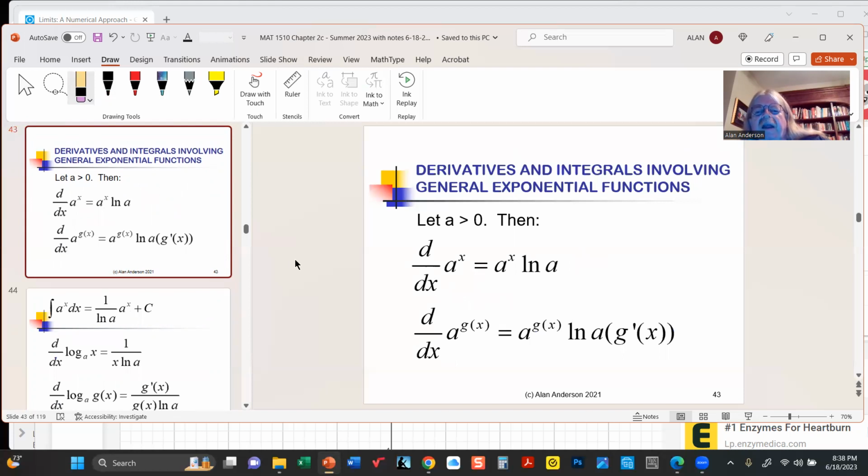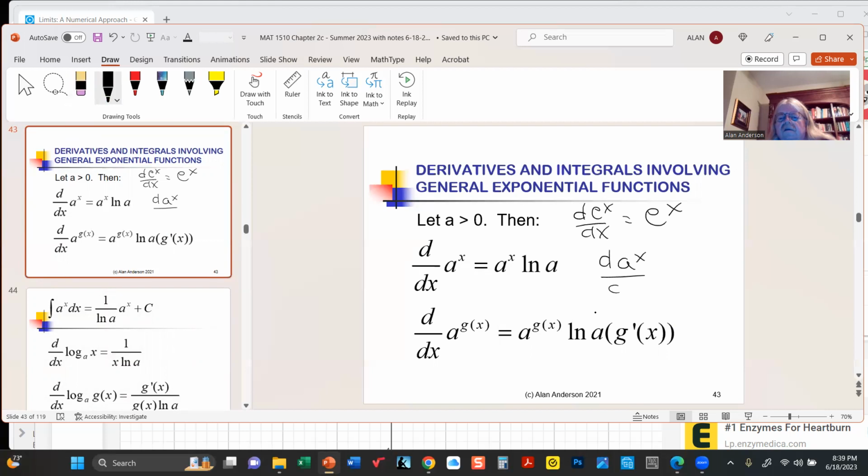The derivative of a to the x. Now remember, the derivative of e to the x is e to the x. So you might think that a to the x would also be simply a to the x. But it's not, as you can see.